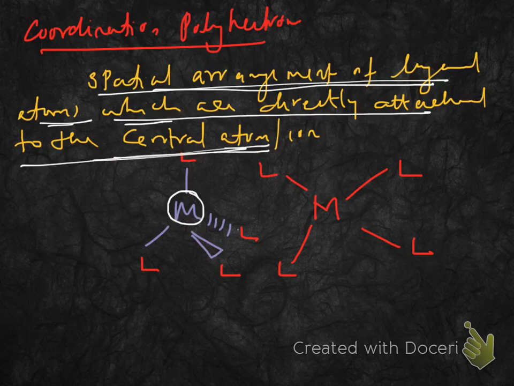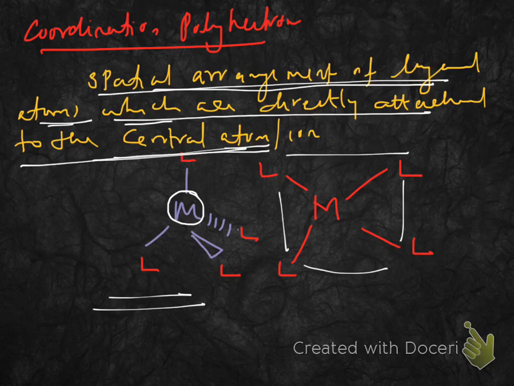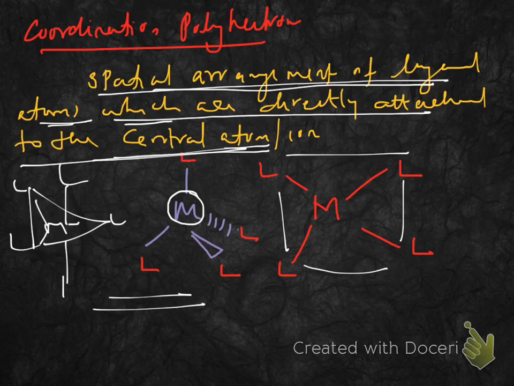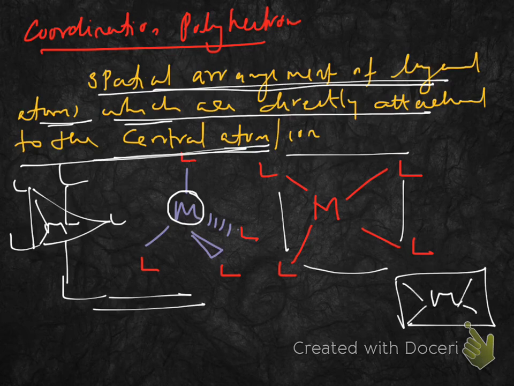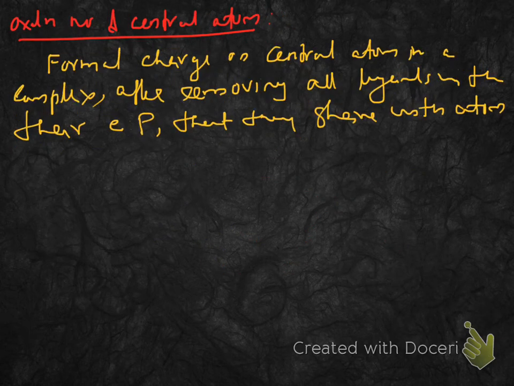If the number of ligands is 4, they can be arranged like this, then we call it tetrahedral. Otherwise we can arrange like this, so it is called square planar. If it is 5, you will get M with L1, L2, L3 and one L here, one L here, a trigonal bipyramidal. If ligands are 6, you will get M with 4 ligands in the plane, one at the top, one at the bottom. Then we will get octahedral. Many kinds of polyhedra are possible in coordination compounds.